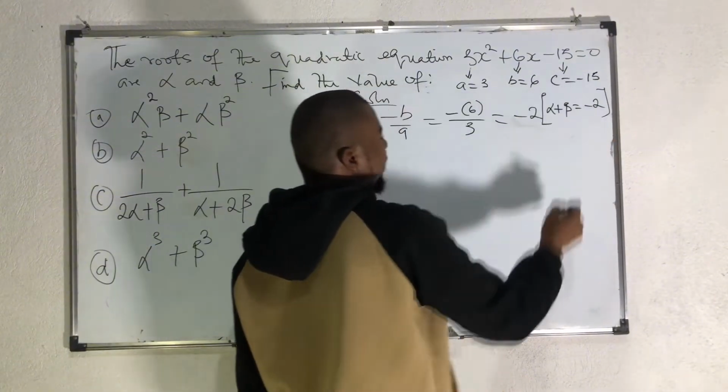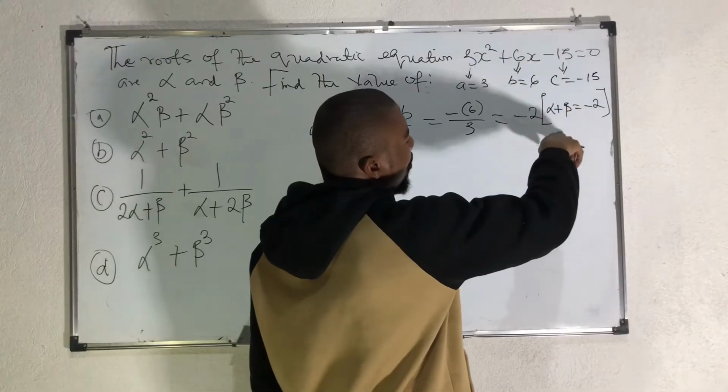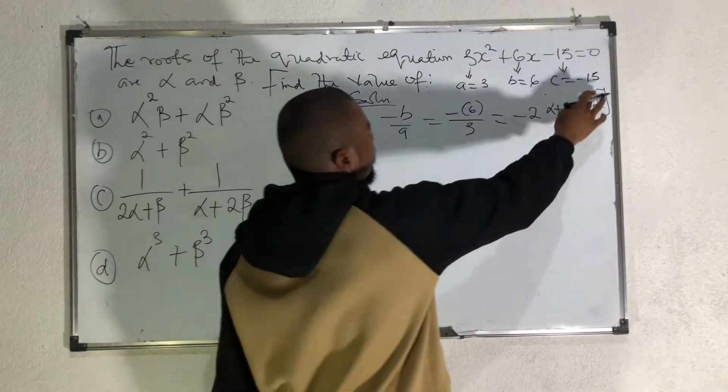We're going to keep this aside and work with it afterwards. This is it. Our alpha plus beta is -2. Let me clean this to avoid confusion.